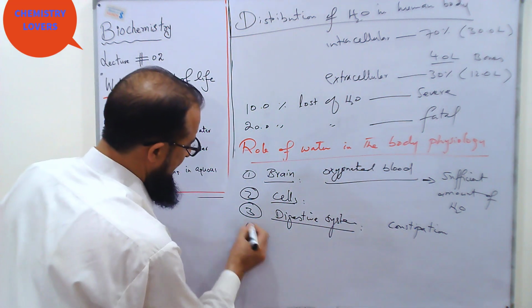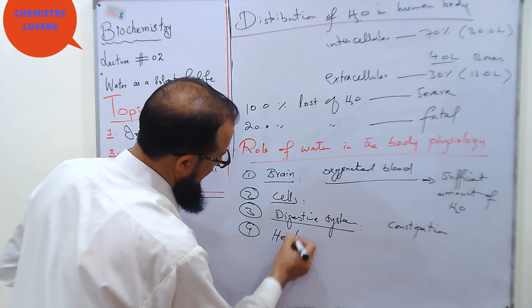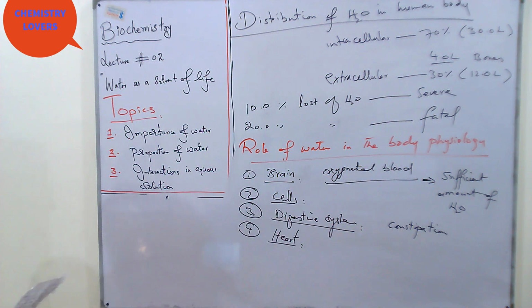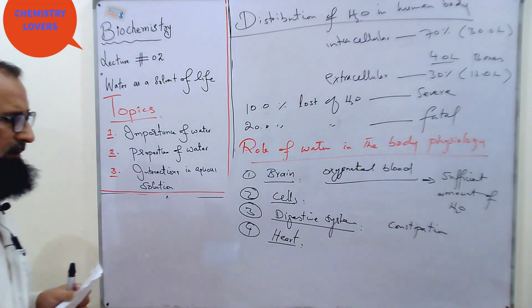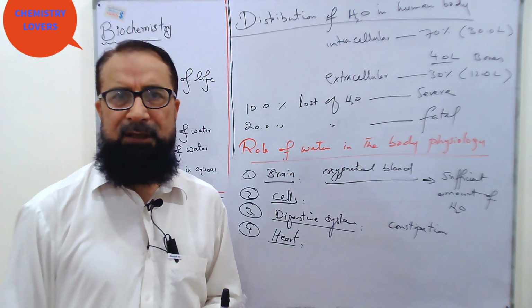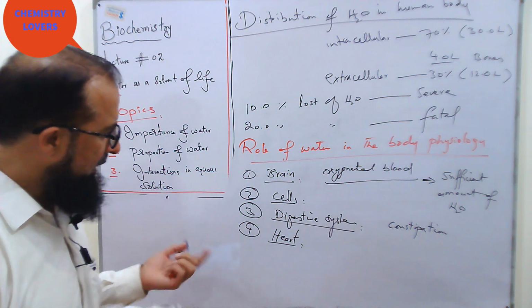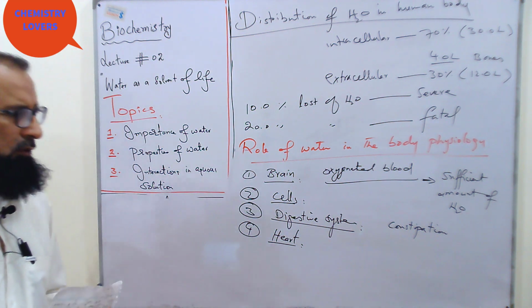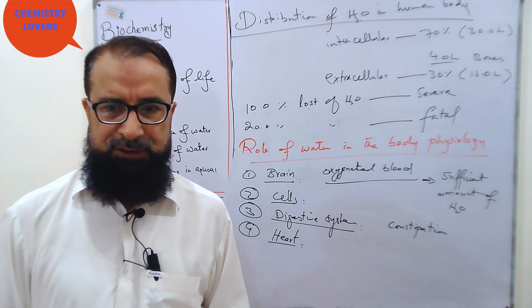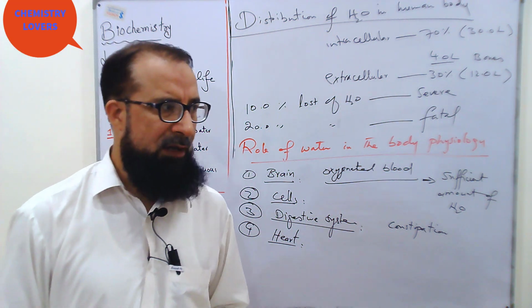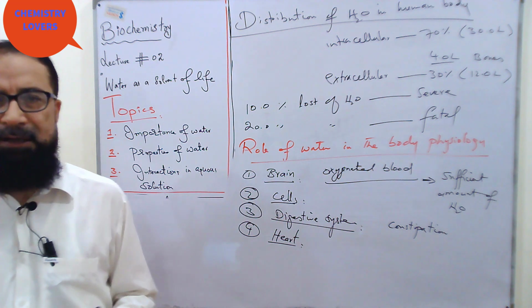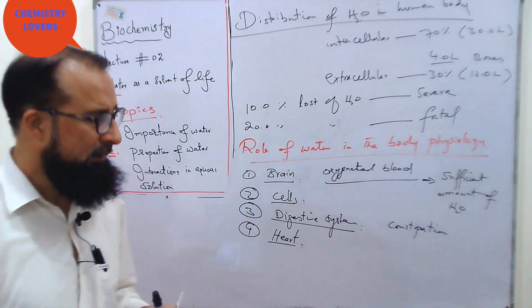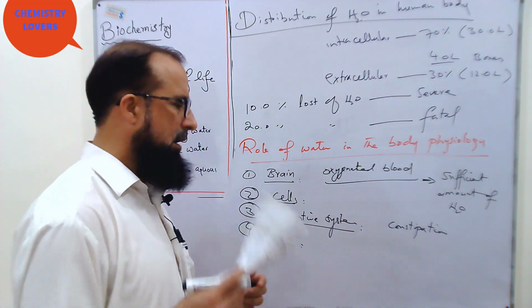The fourth one is the heart, which is the central part of our body, and the role of the heart is to transport oxygenated blood to various parts of the body organs. The heart's function is also to maintain normal blood pressure. So in the presence of water, the heart can maintain normal blood pressure, while in the absence of water, an insufficient amount of water, there will be problems in the heart.